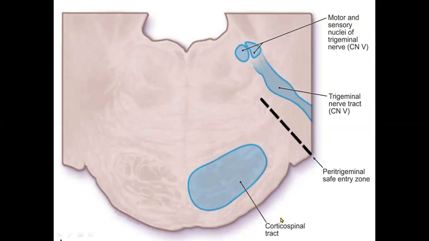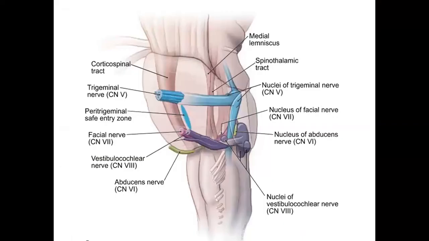Anteriorly, we can encounter the corticospinal tract during resection of the lesion, and posteriorly we have the motor and sensory nuclei of the trigeminal nerve.